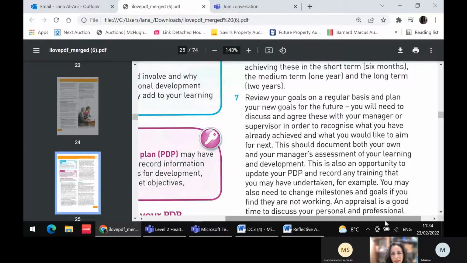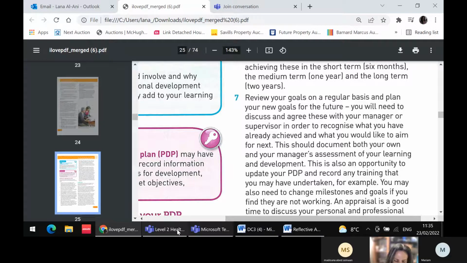And also the last one, which is you review your goals regularly. So after 1 year, there is another appraisal you will do with your manager. Then you can check how many trainings you agreed on. Did you do it on time? Do you still need training? This is how you review your goals on a regular basis with your manager. Discuss and agree on what should be done and whether it was done on time. Recognize what has already been achieved and what you would like to achieve next time. It's very important. All this is in the personal development plan.